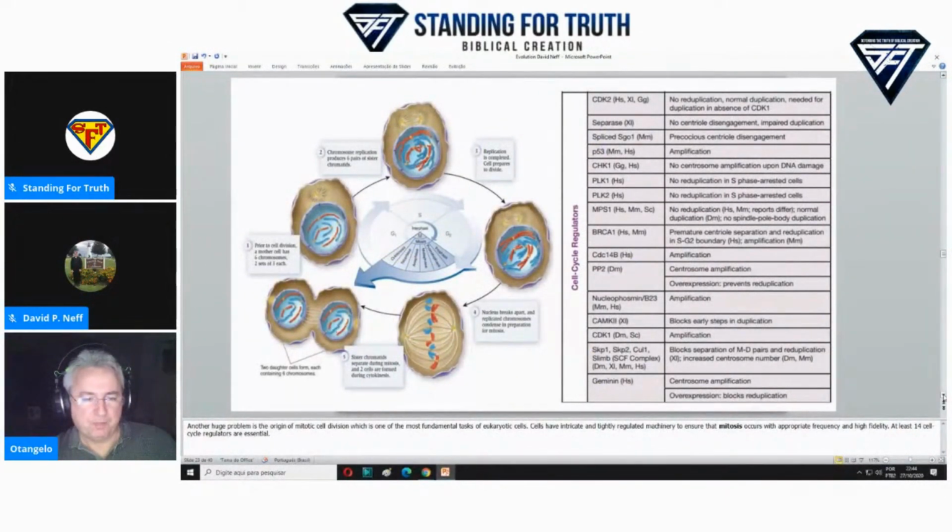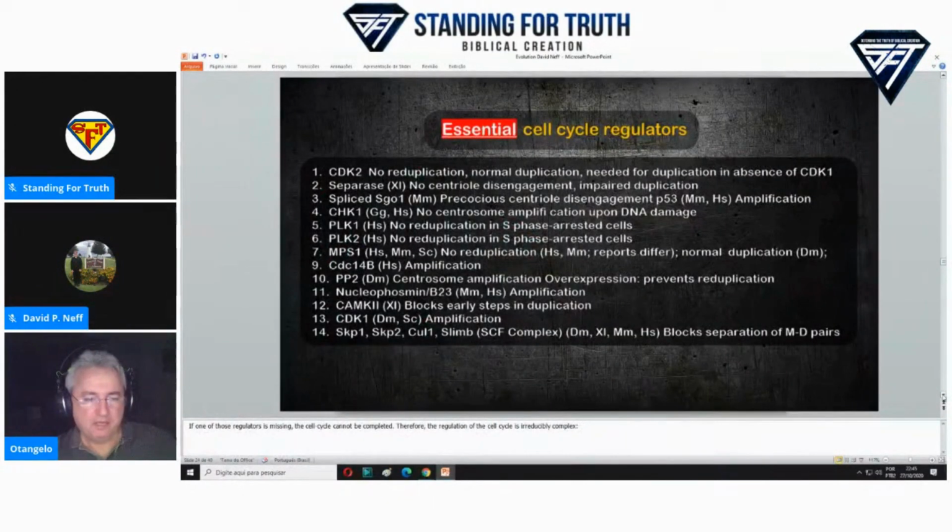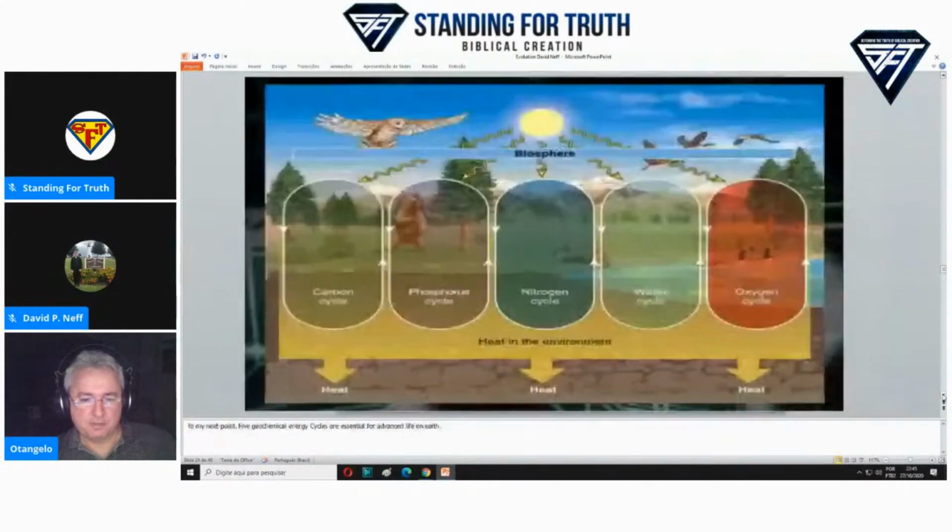Another huge problem is the origin of mitotic cell division, which is one of the most fundamental tasks of eukaryotic cells. Cells have intricate and tightly regulated machinery to ensure that mitosis occurs with appropriate frequency and high fidelity. At least 14 cell cycle regulators are essential. If one of those regulators is missing, the cell cycle cannot be completed. Therefore, the regulation of the cell cycle is irreducibly complex.